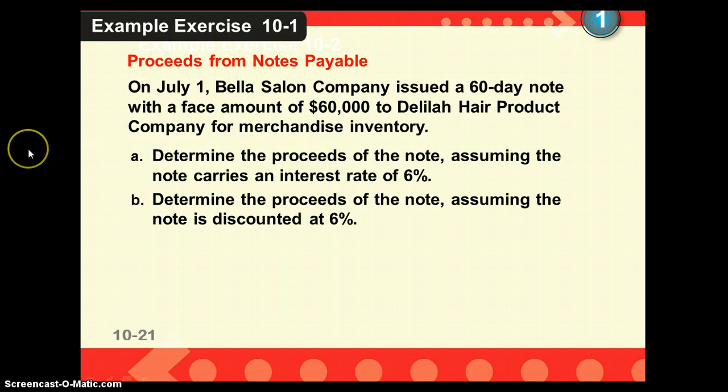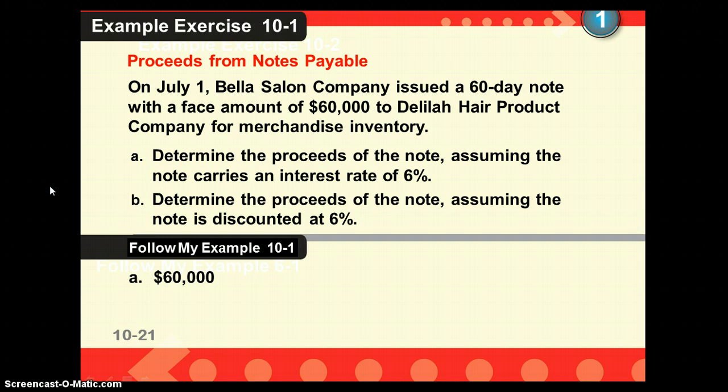So for the proceeds of a note with an interest rate of 6%, the interest rate is factored in at the end. So the amount of cash we receive, the money they actually give us, is the face value. We get $60,000. We get the face value because then we pay the interest later.